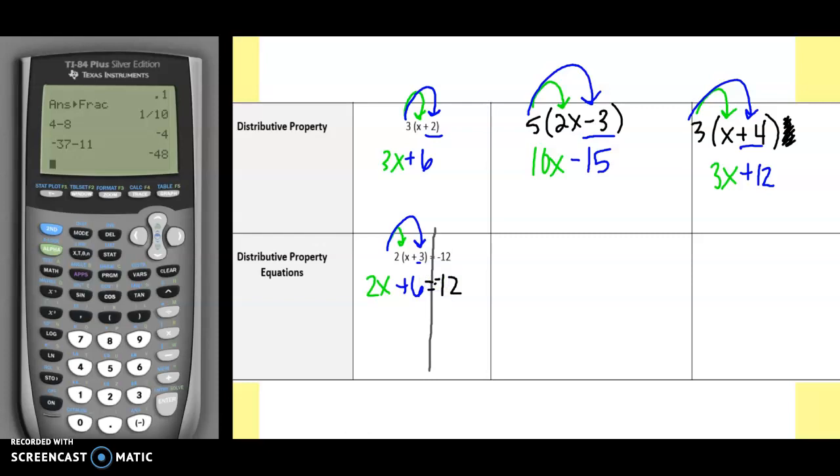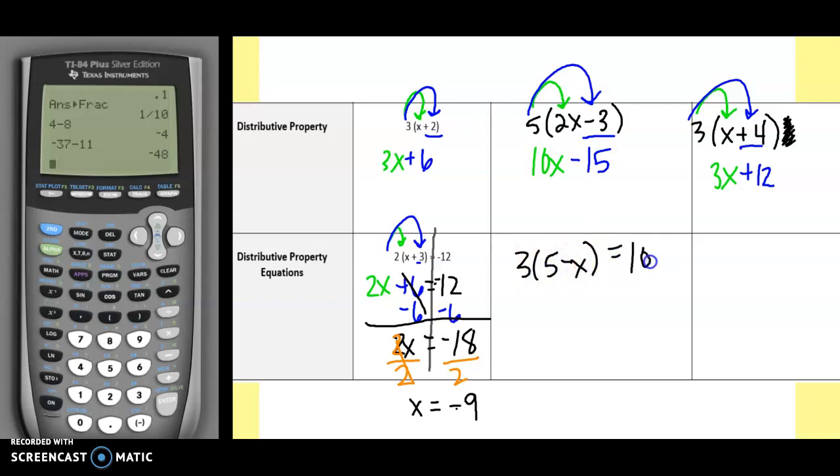From there, that positive 6, that blue positive 6, we're going to undo that first. We're going to subtract it. 2x just drops down. My opposites cancel. Negative 12 minus 6 more gives me negative 18. From there, this is multiplying with my x, 2 times x. So we're going to divide to get rid of it. Our opposites cancel. We're left with just our x. Negative 18 divided by 2 is negative 9. All right, 2 more, guys. So we have, let's try 3 times the quantity 5 minus x equals 10.